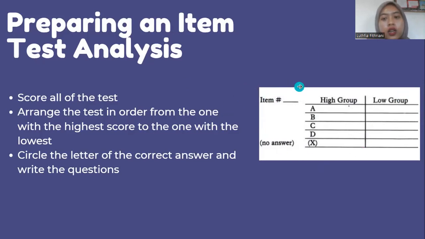by writing the item of the question. For example, the question number one. So the teacher should write item one and the answer of the number one. For example, the correct answer of number one is B. So the teacher should circle B.